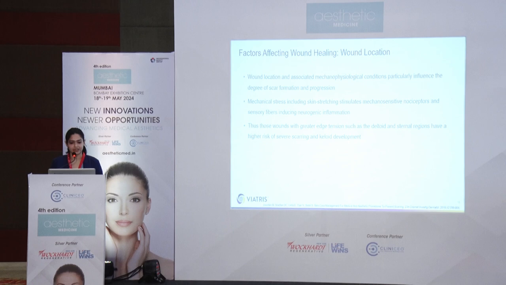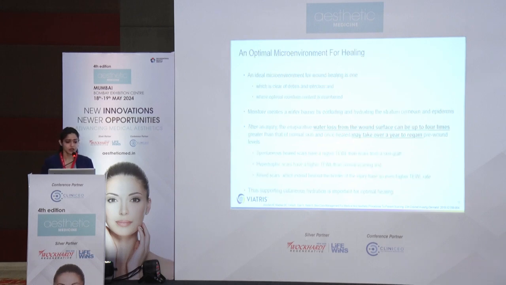Factors affecting wound healing: the wound location. Wound location and associated mechanophysiological conditions particularly influence the degree of scars. Mechanical stress, including skin stretching, stimulates the mechanosensitive nociceptors and sensory fibers. Those with greater edge tension, such as deltoid and sternal regions, are at a higher risk of severe scarring and keloidal development. So what is an optimal microenvironment which we can provide?